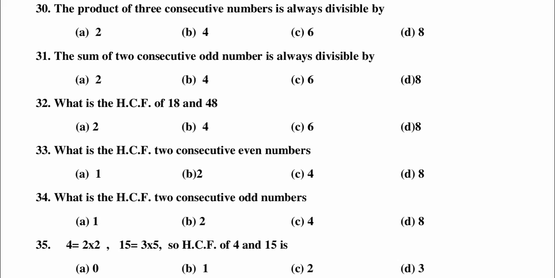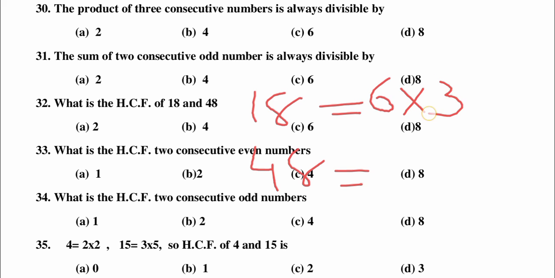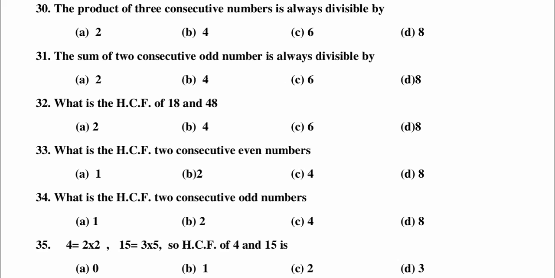Question number 32. What is the HCF of 18 and 48? We can find the HCF of 18 and 48 by common factors also, like 6 threes are 18 and 6 eights are 48. Now 6 is common in both. So the HCF of 18 and 48 is 6. So the answer is C, 6.